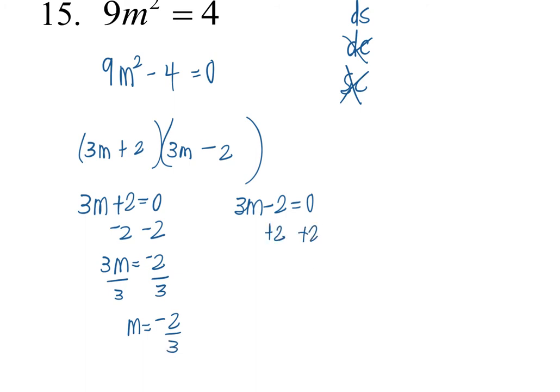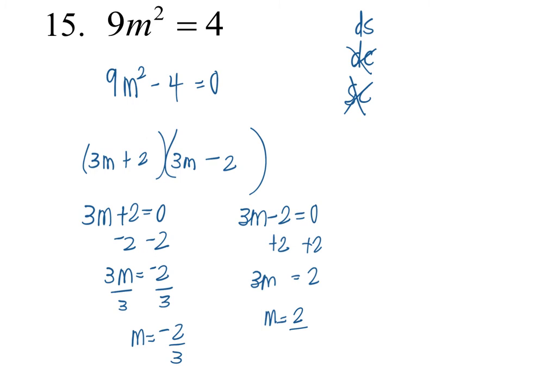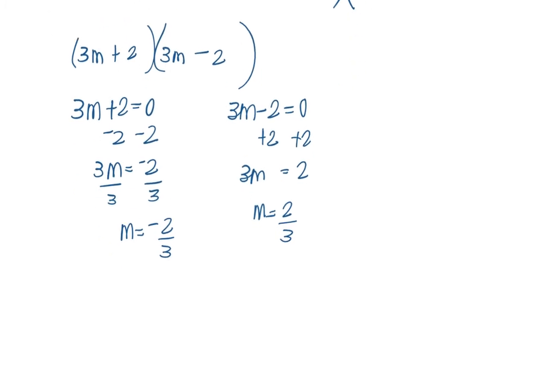Add 2 to both sides. Divide by 3. So m equals negative 2/3 and 2/3.